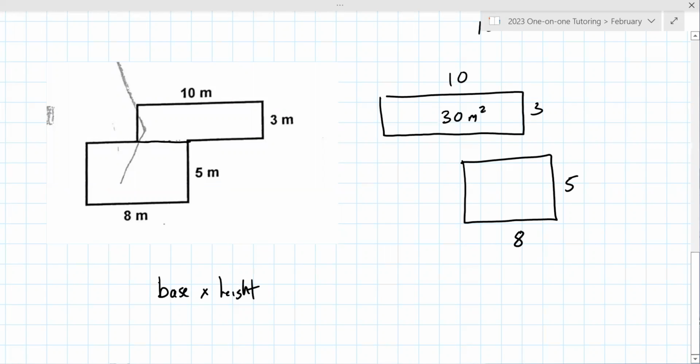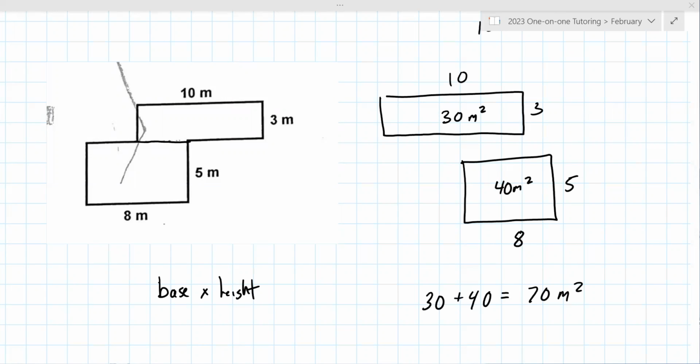That's another thing that students will do. 8 times 5 is, so then that is 90 meters squared. Try again. 5 times 8. 5 times 8 is 40. 40 meters squared. Okay, so you're going to add those together. 30 plus 40 is 70. 70 meters squared. Okay.